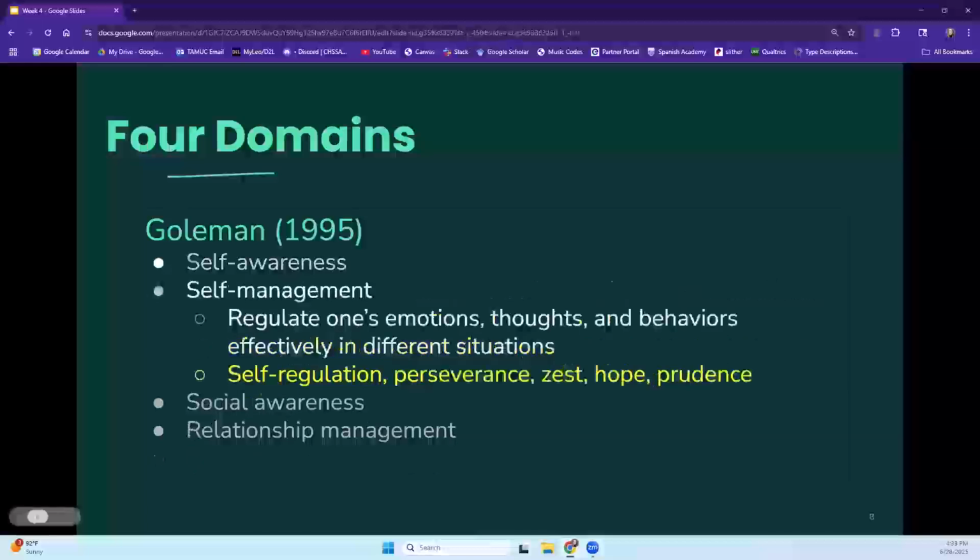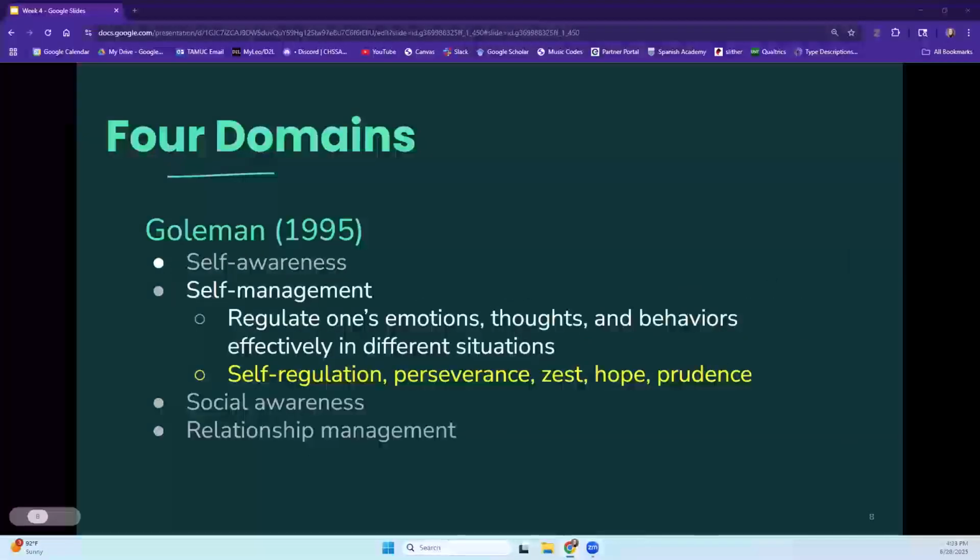So in week 3, we looked at self-management, which was defined as regulating one's emotions, thoughts, and behaviors effectively in different situations. So the behavioral aspect, right? How are we choosing to express or not express that emotion? Some character strengths that align really well here are self-regulation again. So managing those impulses and emotions effectively. Perseverance. People with perseverance have very goal-directed behavior despite setbacks. So we talked about goal-directed behavior as a key skill of self-management.